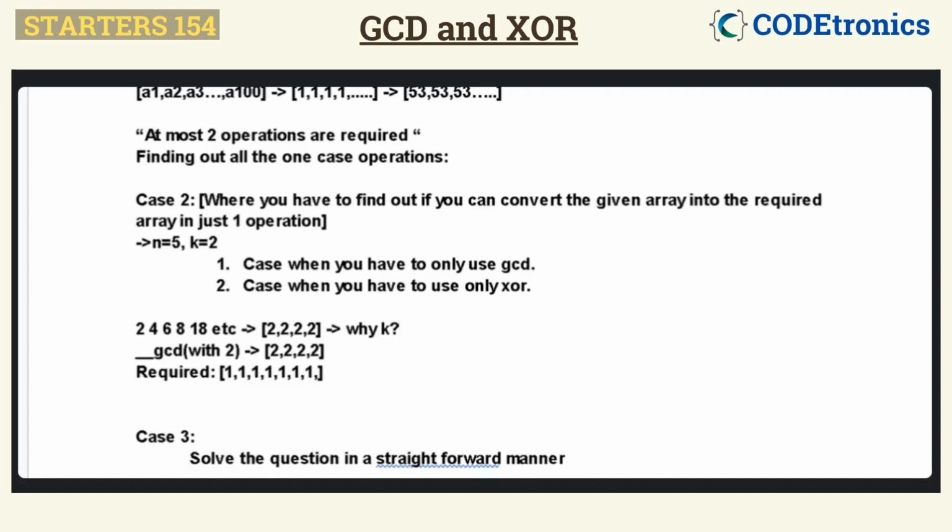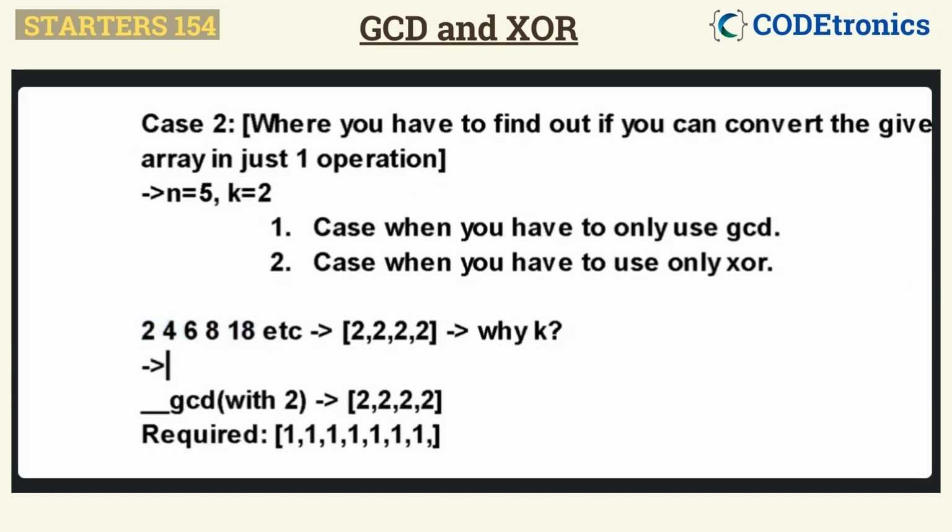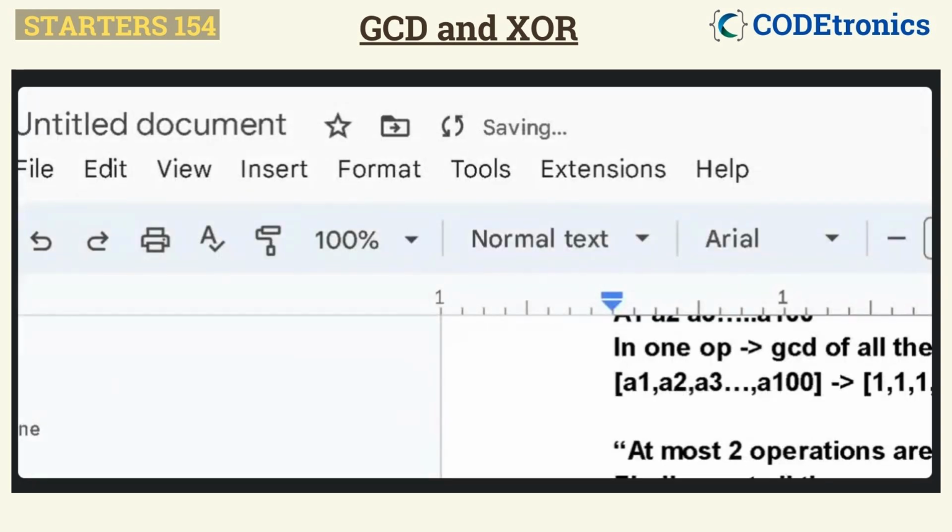Okay, so the point is, let's assume you are given this array 2, 4, 6, 8, and 18, and your task is to convert it to 2, 2, 2, 2, 2. So our k is equal to 2 right now, and this is our array. You can do only one operation, and in one operation you want that all the elements should be equal to k. So if the GCD of all the elements with k is equal to k, let me give you a better explanation here, just a second.